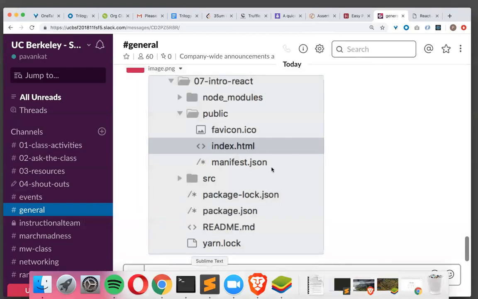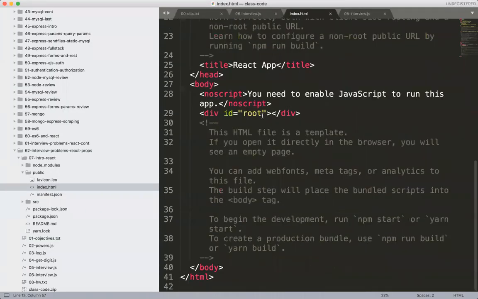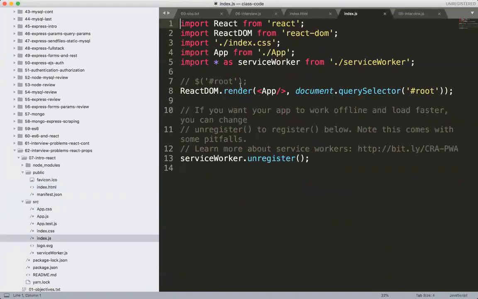So on line 29 is where your entire React app is going: div id root. This is where your entire React app goes in the index.html in the public folder. And then in src, we have index.js. On line 8, it's saying, find me the element with an ID of root, and then render the App component in that element. It's importing App from the app.js file.